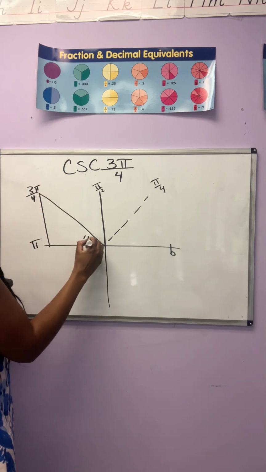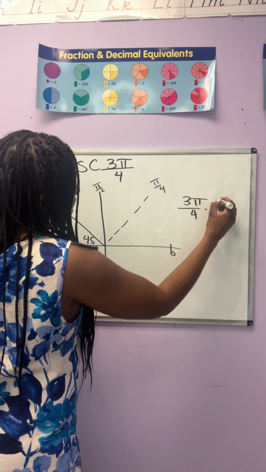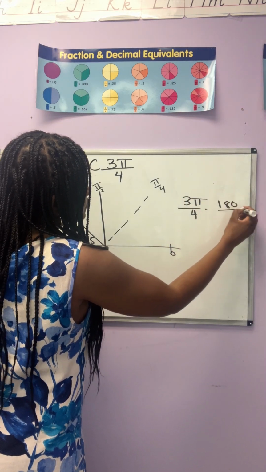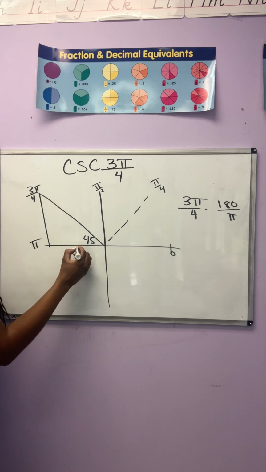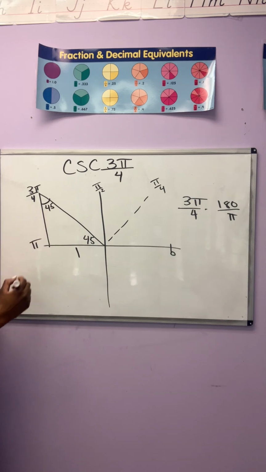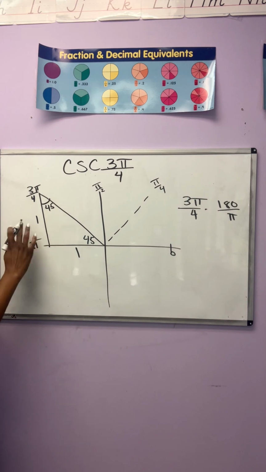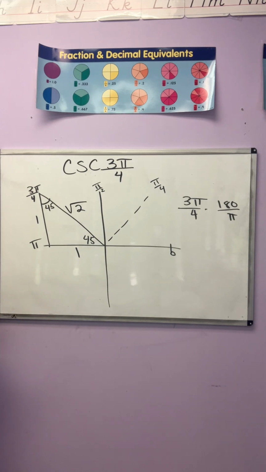3 pi over 4 is a 45-degree angle, and again, if you want to check that, you can use this formula to check it. So with the 45, 45, 90-degree angle, the way it works is the two legs, it's an isosceles triangle, so the two legs are equal, they're both 1, and the hypotenuse is square root of 2. Now we're doing cosecant.